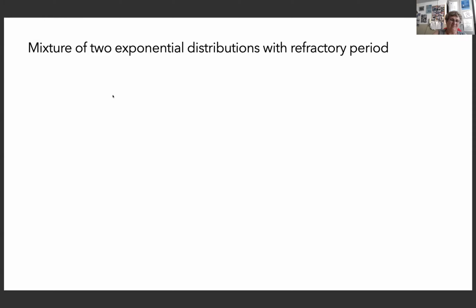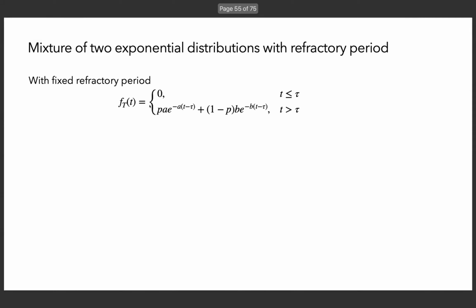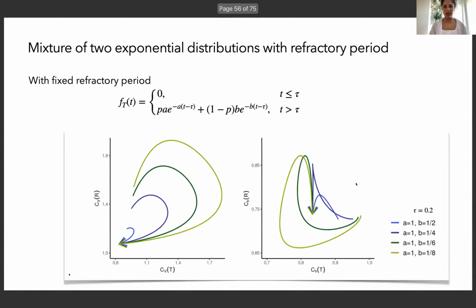So this was the mixed distribution and the theoretical part of it. With the mixture of two exponential distributions with refractory period signified as tau, and the mixture components A and B, theoretically it was really hard to obtain the formulas for CV and CH. So we just simulated it with some parameters. We kept one parameter fixed and changed the other parameter. The relationship was really complicated, but this becomes clearer when we look at the experimental data.